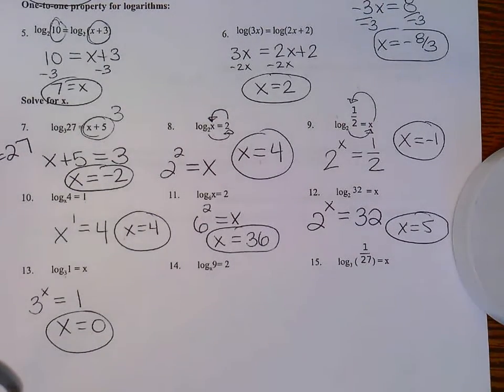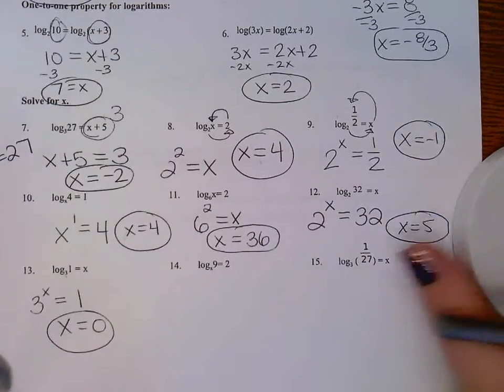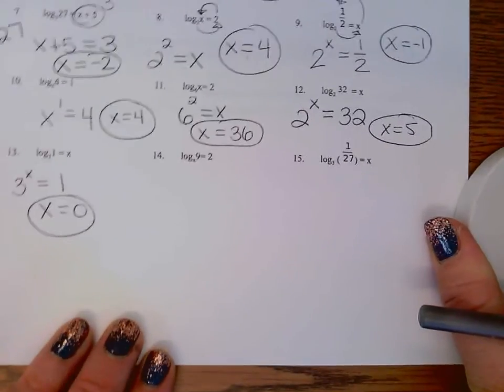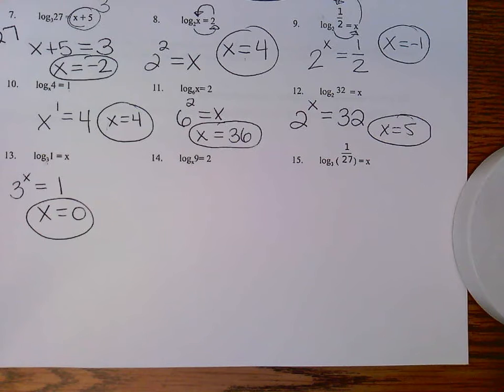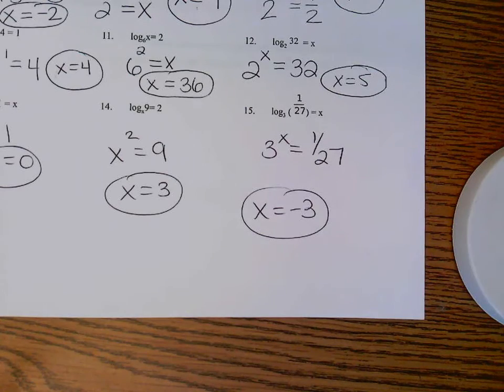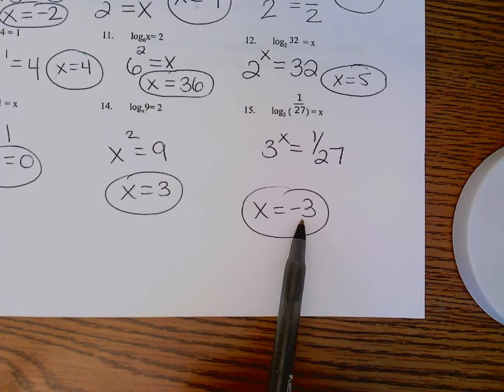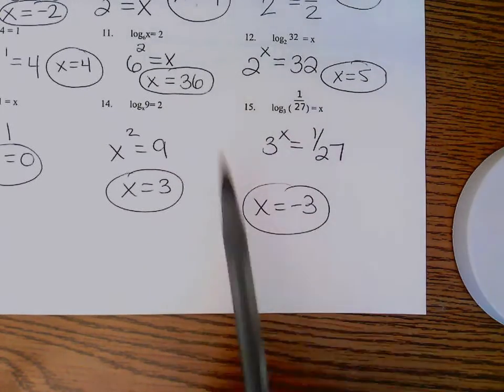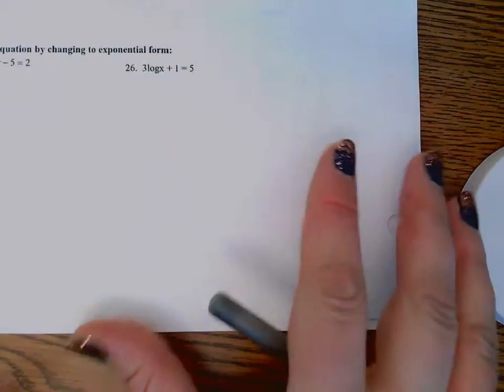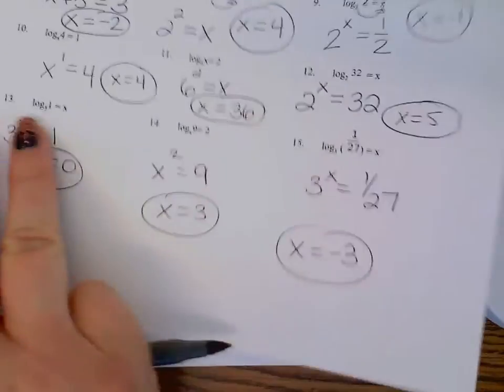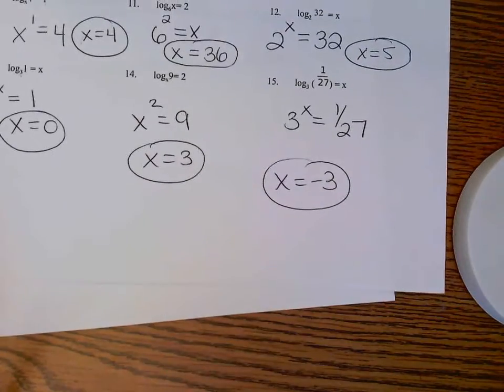Why don't you try 14 and 15 on your own just for a second before we go to the back page? See if you can understand 14 and 15. All right, so did you get 3 and -3 as your two solutions? So you're starting to understand how the log relationship works. 3 and -3.